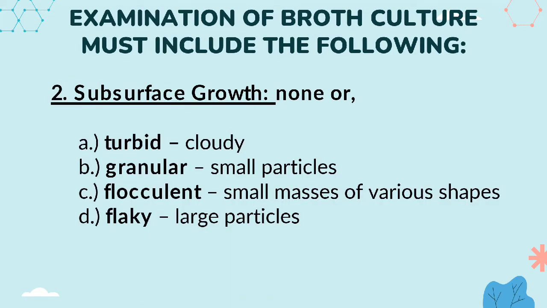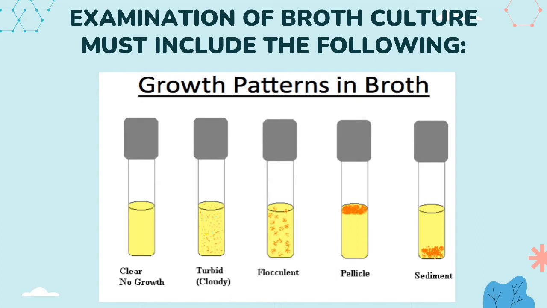Second, the subsurface growth. We have the turbid, which is cloudy. Next, granular, which has small particles. The flocculent has small masses of various shapes, and the flaky has large particles. Here are the different growth patterns in broth: the clear or no growth, the turbid, meaning cloudy, the flocculent, pellicle, and sediment.